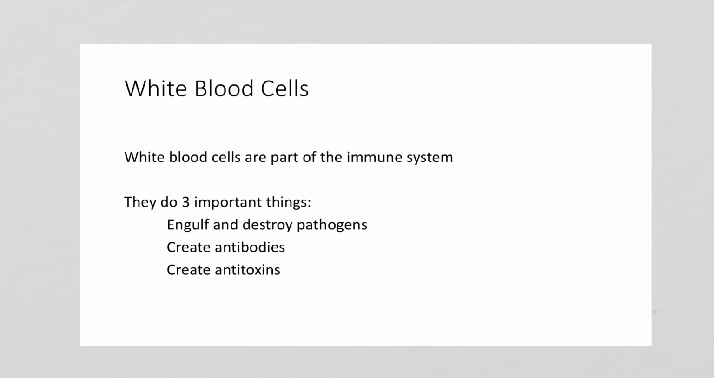White blood cells do 3 really important things. They engulf and destroy pathogens. Do not say eat. You won't get the marks on the exam. They create antibodies. We talked about those briefly in a previous lesson. We'll go into more detail. And they can create antitoxins. If you get an exam question that says, talk about the role of white blood cells in the body, you're going to want to hit all three of these things. The one that people forget the most commonly is create antitoxins. So engulf and destroy, antibody, antitoxin. You need to memorize those three things.